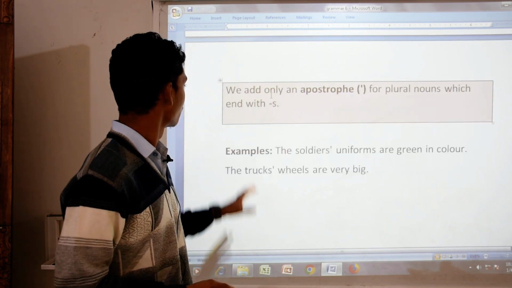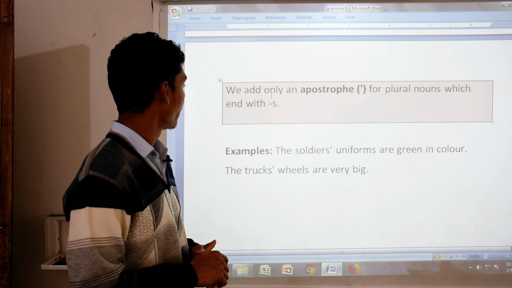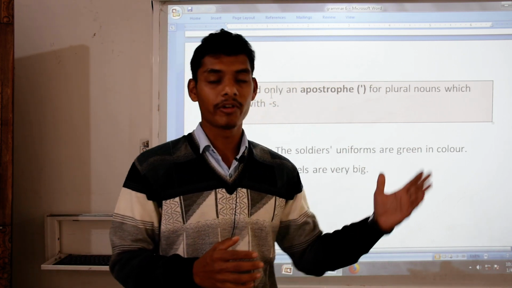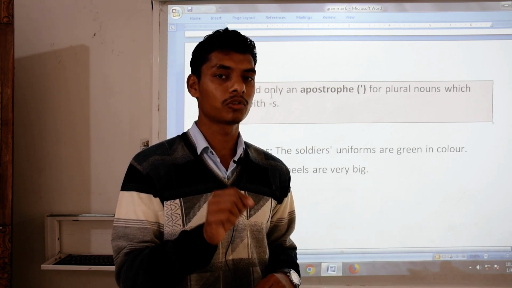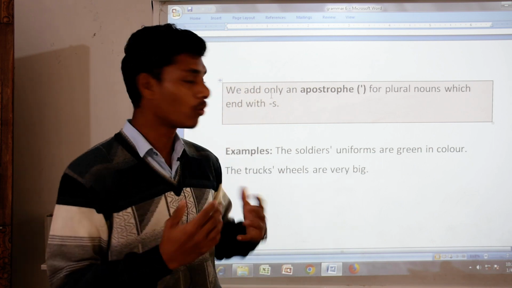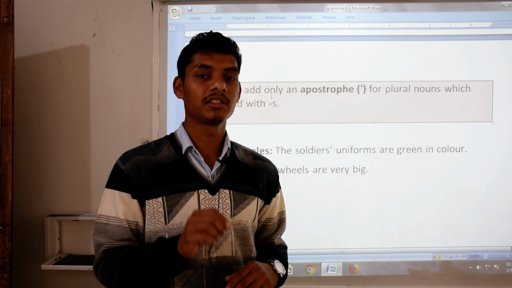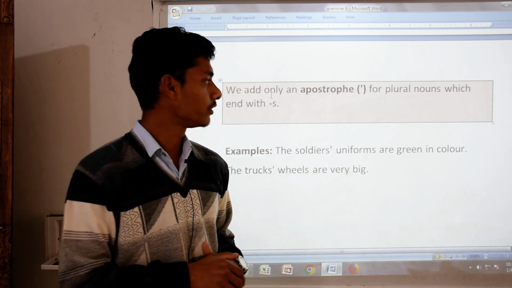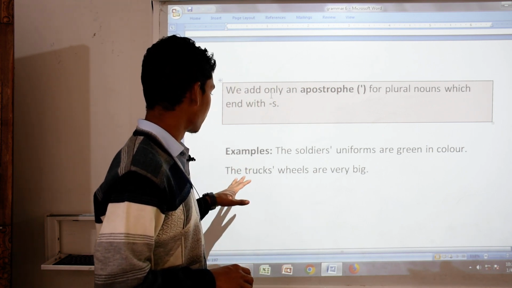Next, we add only an apostrophe for plural nouns which end with S. Now the second rule. Before, with a singular noun, we used the noun, then apostrophe, then S. When a plural noun comes, more than one, and the noun ends with S, then after the S we will use the apostrophe sign. Let's see examples.